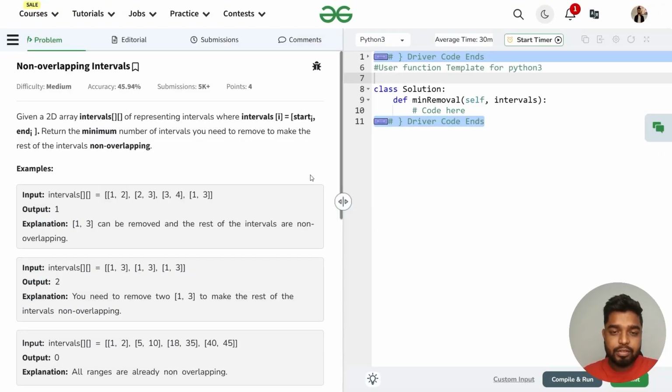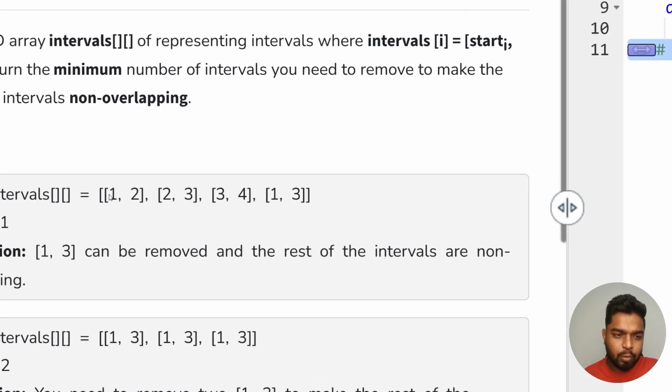In this video, we will discuss the problem non-overlapping intervals. So the problem basically says that we'll be given a 2D array of intervals where the first part of the ith interval represents the starting of the ith interval and the second part represents the ending of the ith interval. For example, if we have been given a pair 1, 2, so 1 is representing the starting part, 2 is representing the ending part, and same goes for the rest of the intervals also.